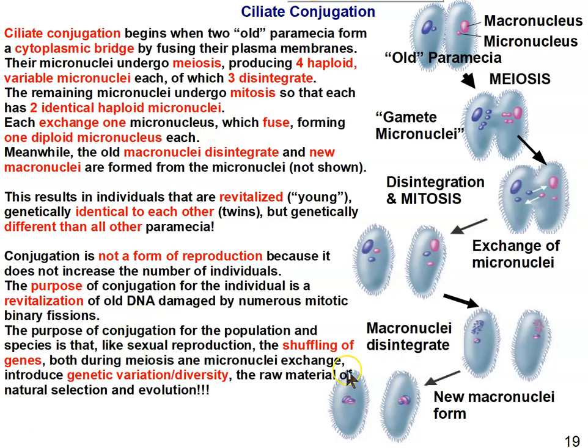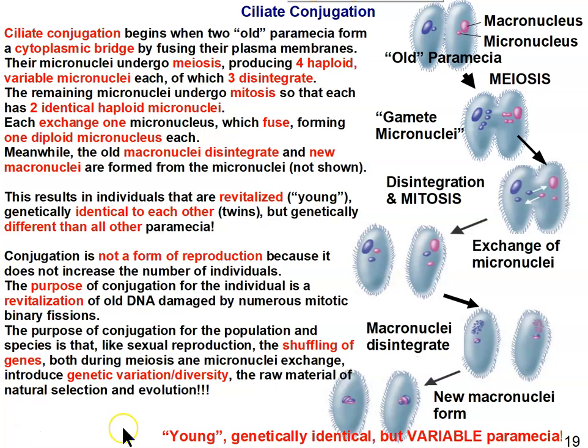For the population of paramecia, though, the important thing is the introduction of genetic variation and diversity. All the gene shuffling that goes on during meiosis, and then the combination of the genes between the 2 individuals produces genetic variation and diversity, which again, as you know, is very important. It's the raw material of natural selection and evolution. If there's no variation, there's nothing for natural selection to work with, and therefore species do not evolve and adapt to their changing environment.